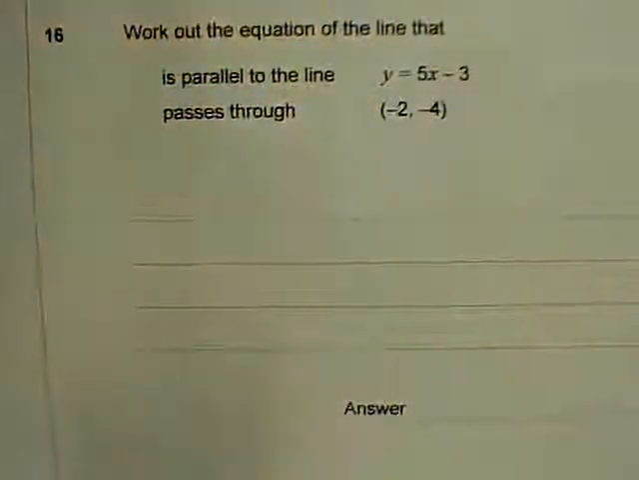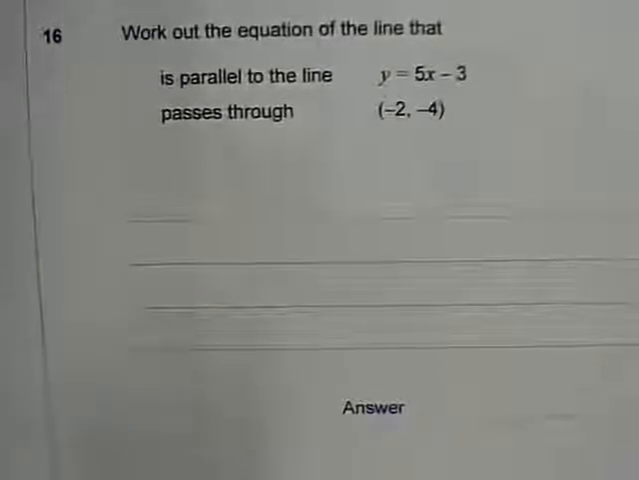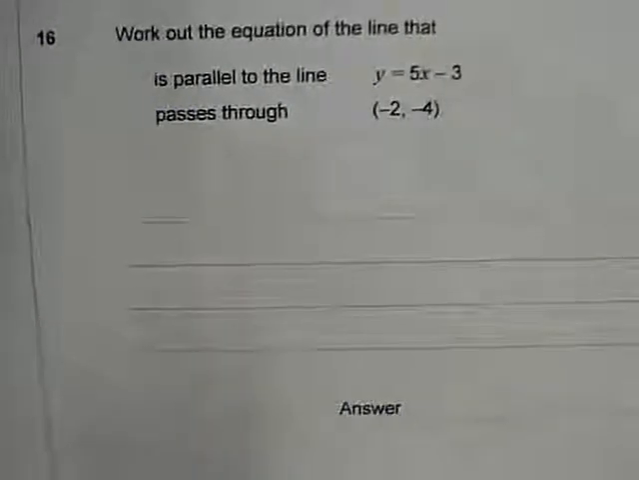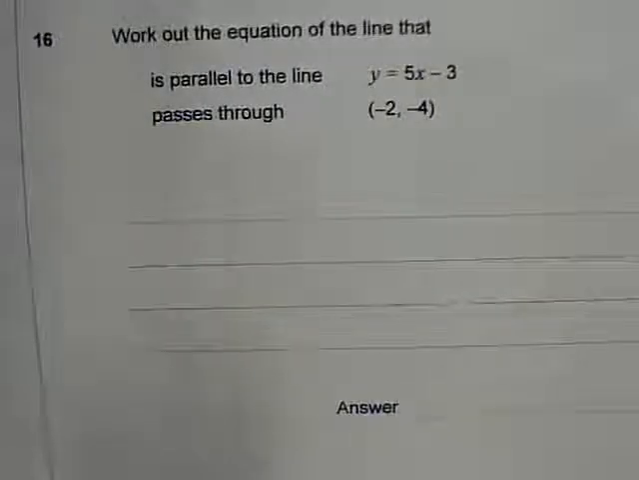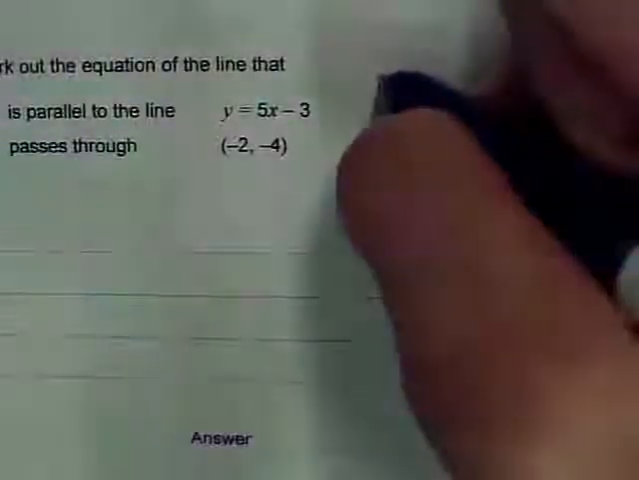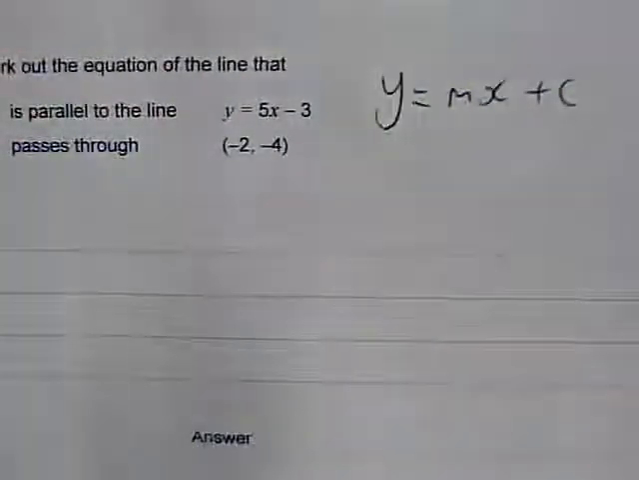Question 16, it says work out the equation of the line that is parallel to the line y equals 5x minus 3 and passes through the point minus 2, minus 4. So what we should know about equations of straight lines is that they are always in the form y equals mx plus c.